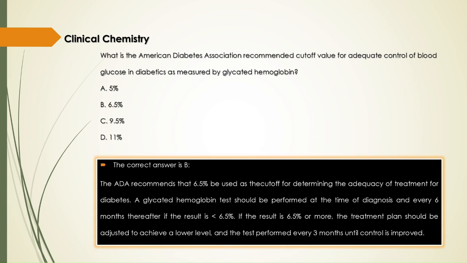The correct answer is B. The ADA recommends that 6.5% be used as the cutoff for determining the adequacy of treatment for diabetes. A glycated hemoglobin test should be performed at the time of diagnosis and every 6 months thereafter if the result is less than 6.5%. If the result is 6.5% or more, the treatment plan should be adjusted to achieve a lower level, and the test performed every 3 months until control is improved.